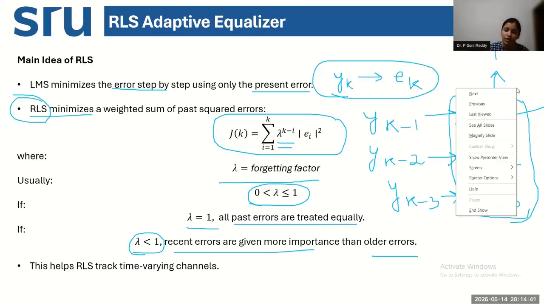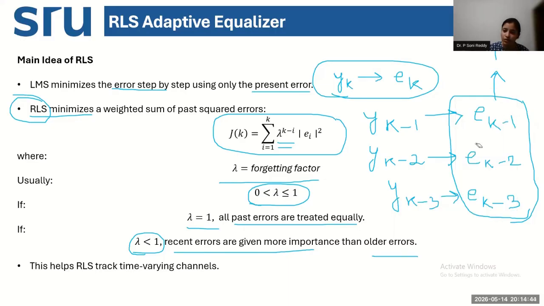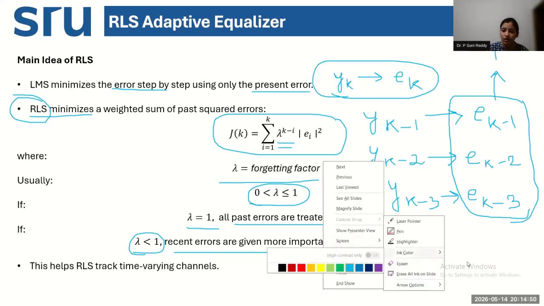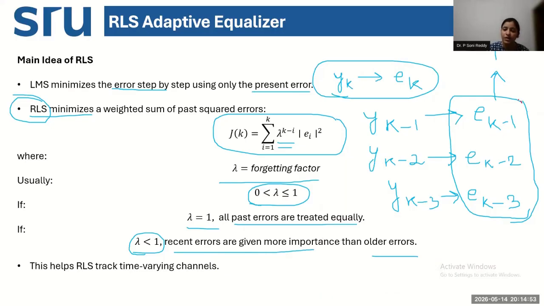So if I compare the recent errors in this case, let me take a different color. EK minus 1 is the recent error compared to EK minus 2 and EK minus 3, which are old errors. When the value of lambda is less than 1, it will give more importance to the current or recent errors. Current is EK, recent is EK minus 1, but old is EK minus 2 and EK minus 3. So the old errors will not be taken into consideration as much, but the recent errors will.